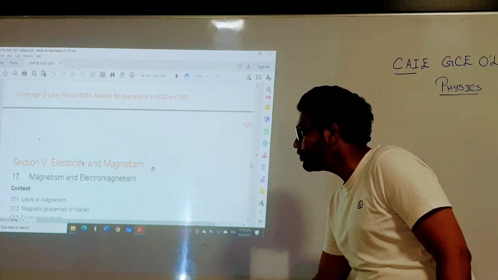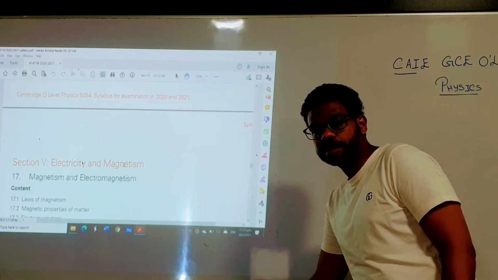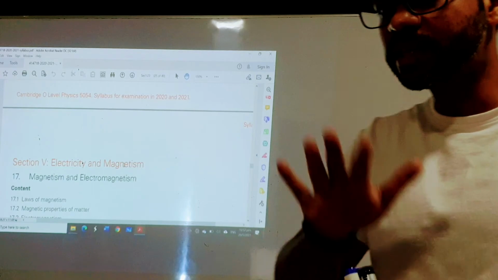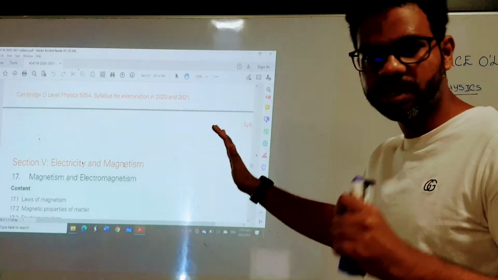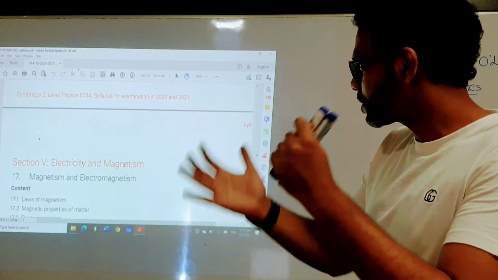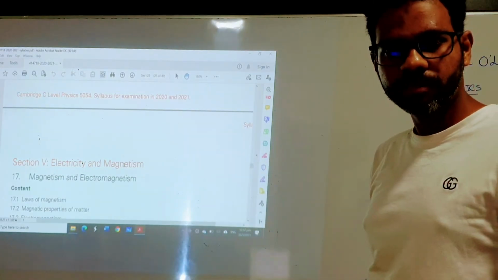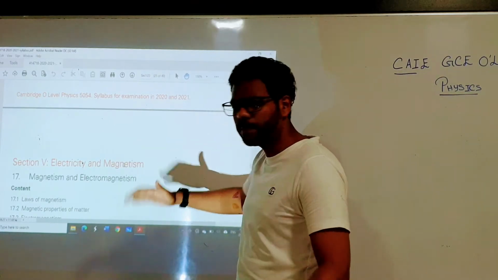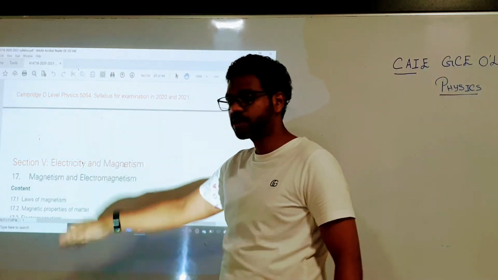Then we come to the 5th section, which is electricity and magnetism. This is the most important part of all of physics, and students face the most problems in this section, section 5. So it's better if you could start your O-level syllabus with this part. If you can start with electricity, maybe magnetism you can do a bit later. First you have to start with electricity.